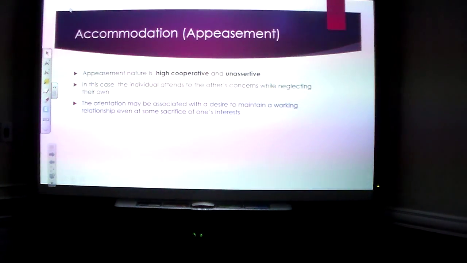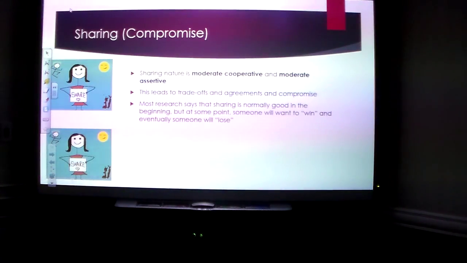So appeasement is highly cooperative and unassertive. This means that somebody just does whatever the other person wants, and they'll neglect their own. This may be associated with the person who says, I just want to keep working here. I just want to keep making everybody happy. And if I have to, I'll sacrifice my own interest just to make sure that everybody stays happy. And yes, I've worked for bosses like this, and I find that this is really an elementary school mentality as well. There's a lot of appeasement that goes on.